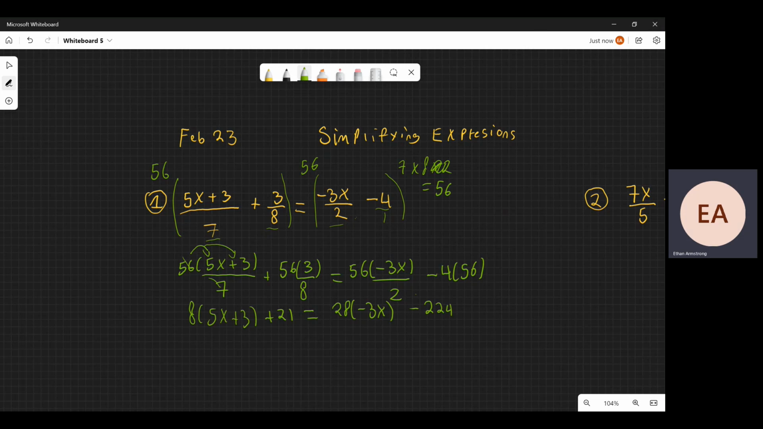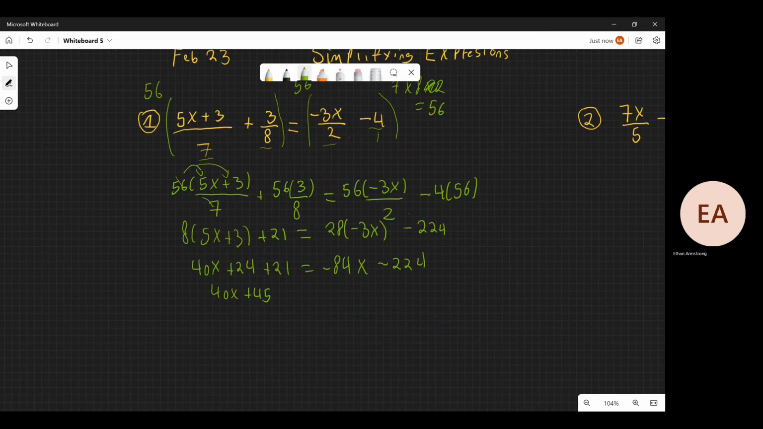So now we're just going to continue expanding out these brackets. We have 8 times 5x, which gives us 40x, plus 24, plus 21, 28 times negative 3 is negative 84x, and then minus 224. So now we want to start collecting like terms. We have 24 and 21 over here, so we're going to combine that. It gives us 45 equals negative 84x minus 224.